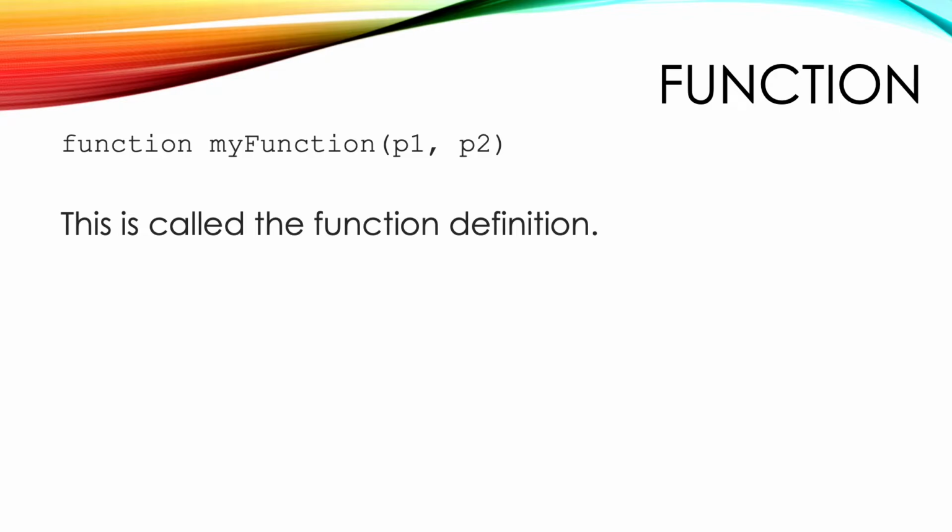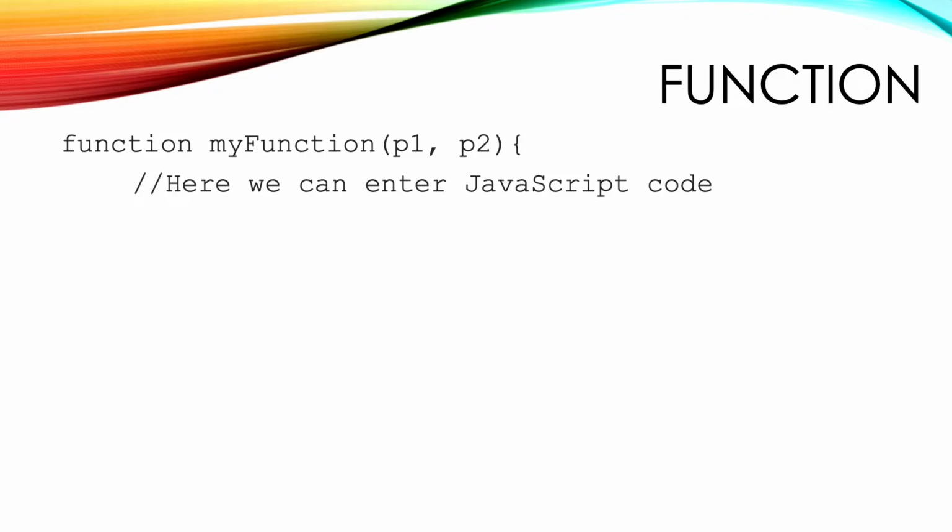Having provided the function definition, then we enter an opening curly brace. At this stage we've entered the area where we add our JavaScript code. If the function returns a value, then we use the keyword return. This can optionally be followed by JavaScript code. When the running program encounters the word return, it will exit the function and return to wherever the function was called. The function must have a closing curly brace.